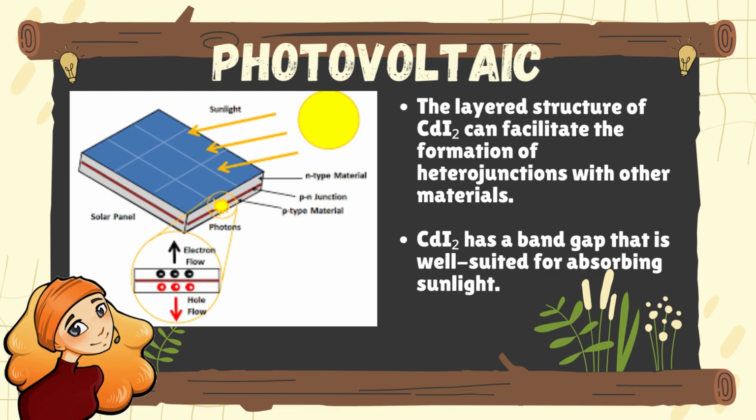Cadmium iodide has a band gap that is very suitable for absorbing sunlight. The band gap of a material is the energy difference between the valence band and the conduction band. A suitable band gap allows the cadmium iodide to absorb a significant portion of the solar spectrum, which is crucial for converting sunlight into electricity.